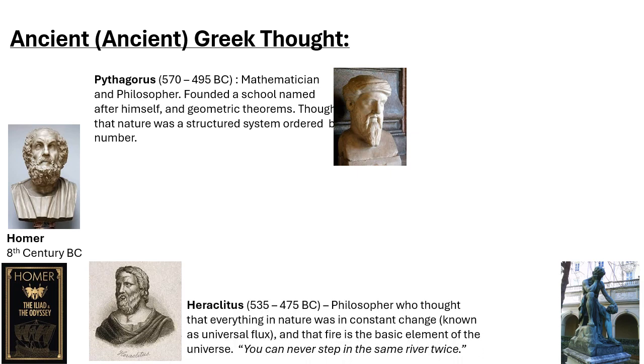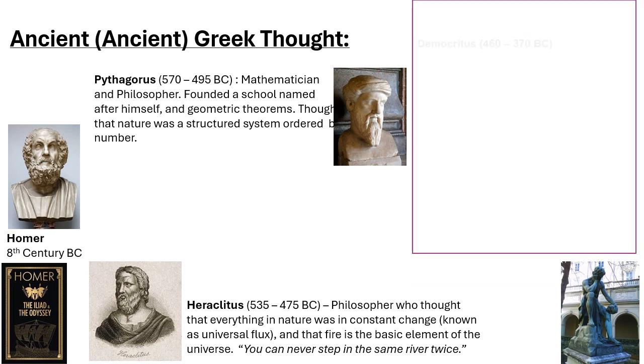We have Heraclitus, slightly more recent than Pythagoras. He, again, a Greek philosopher, famous for saying that you can never step in the same river twice, famous for saying that the world, nature, everything is in a constant state of change, otherwise known as universal flux or impermanence, kind of an idea borrowed from Buddhism. And we're going to come back to this idea because Plato was quite concerned with this notion of reality, and he thought about that.